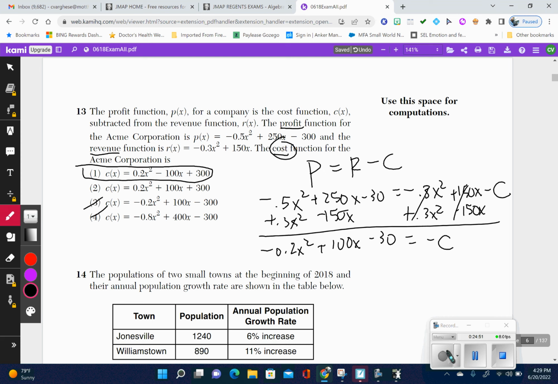Wait, did I put 30? I meant 300. Okay, good catch, Miss Verghese. Okay, number 14.